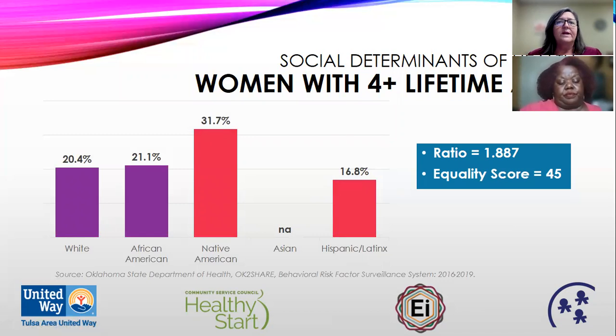Based on self-reporting, Oklahomans overall have some of the highest levels of adverse childhood experiences, or ACEs, in the nation. Our research finds that nearly 1 in 3 Native American women have had 4 or more ACEs, compared to about 1 in 6 Hispanic Latinx women in Oklahoma, meaning that Native American women are almost twice as likely as Hispanic Latinx women to have 4 or more ACEs. This results in an equality score of 45 out of 100.